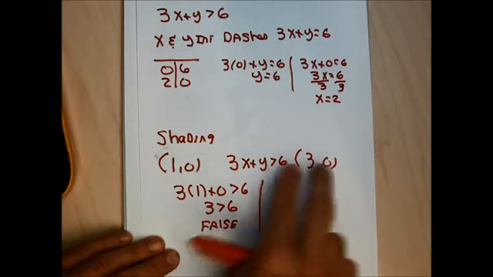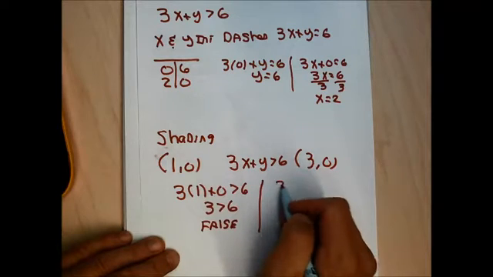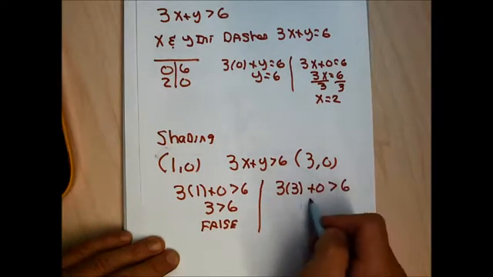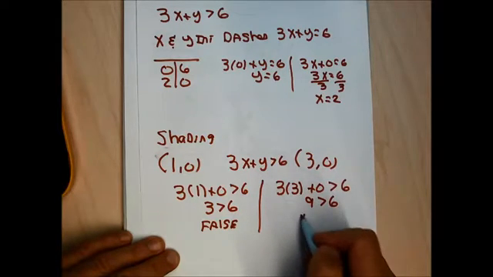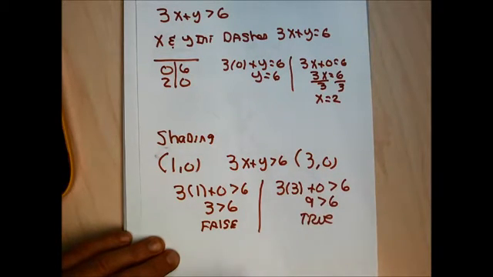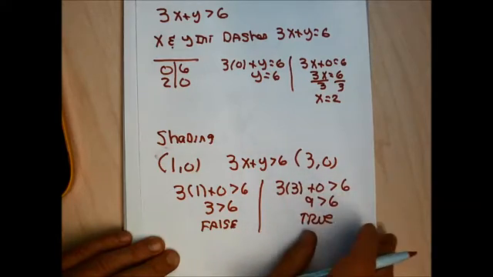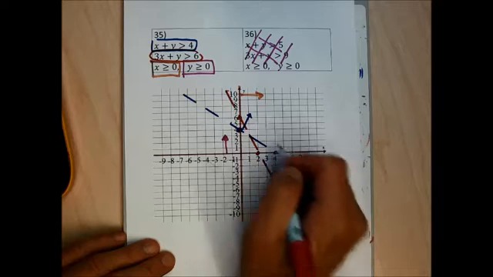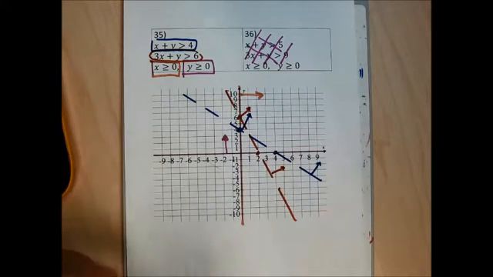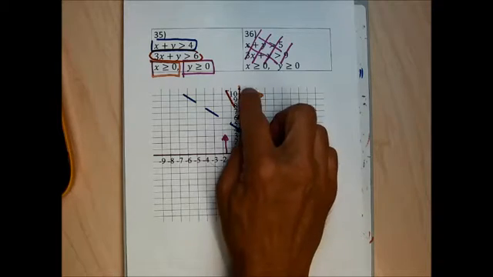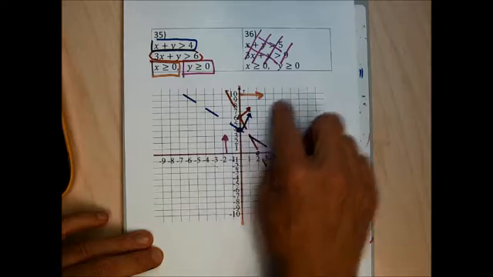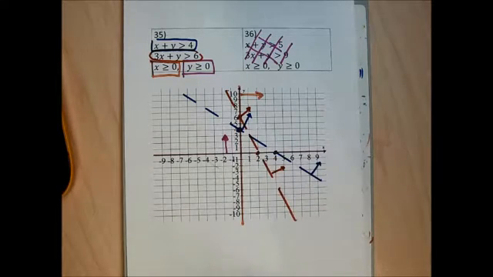For the next one, plugging 3 for x and 0 for y, I get 3 times 3 plus 0 is bigger than 6. That gives me 9 is bigger than 6, which is true. So I need to shade towards 3, 0, and 3, 0 is on this side of the line, so I need to be above the red line. So my overlapping shading needs to be in the first quadrant because I have to be to the right of the y-axis, above the x-axis.